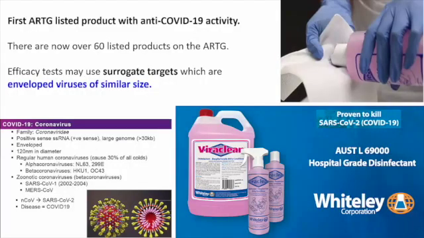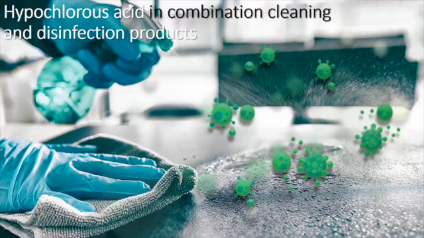Now, historically, the first ARTG listed product with anti-COVID activity was Viraclean. There are now over 60 listed products on the ARTG, and they've got there by testing efficacy. Generally, that's not done using SARS-CoV-2 itself. Typically, it's done by using a surrogate target, which is an enveloped virus of similar size and therefore equal difficulty for inactivation. Let me now move on to talk about hypochlorous acid in combination cleaning and disinfection products.